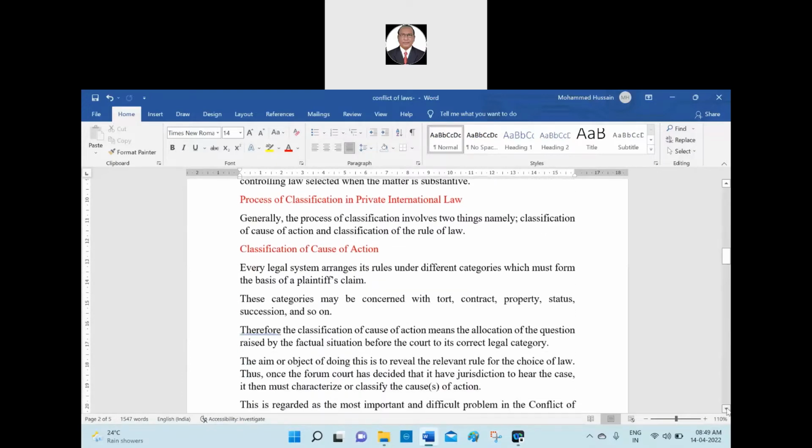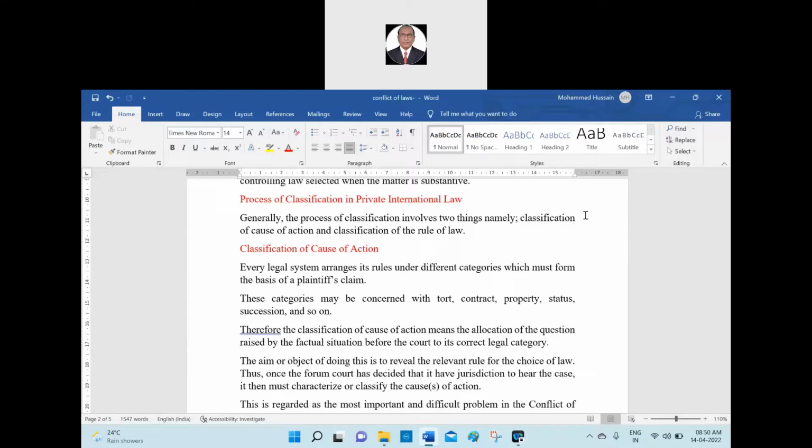So, the process of classification in private international law. Generally, the process of classification involves two things, namely, number one, classification of the cause of action and, number two, classification of the rule of law. One is cause of action and another is rule of law, and which law will be applicable over there.